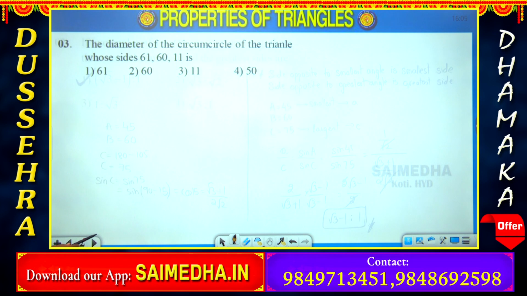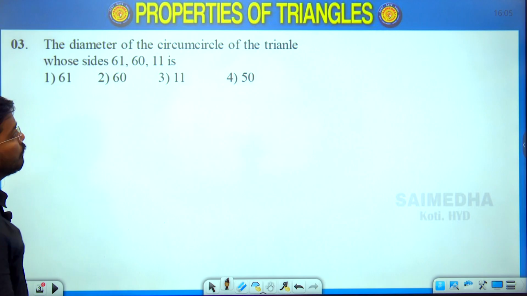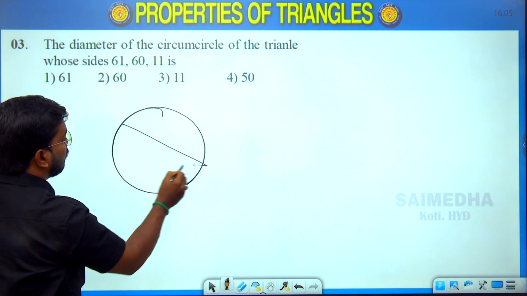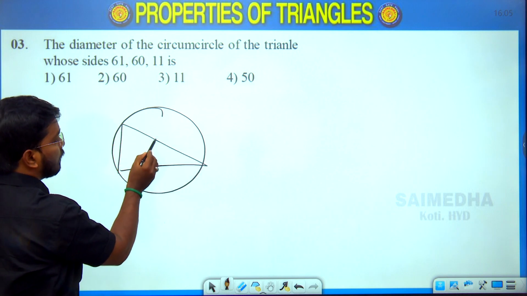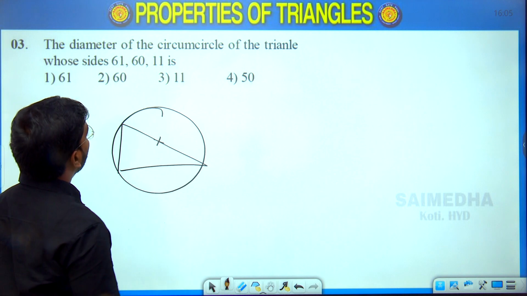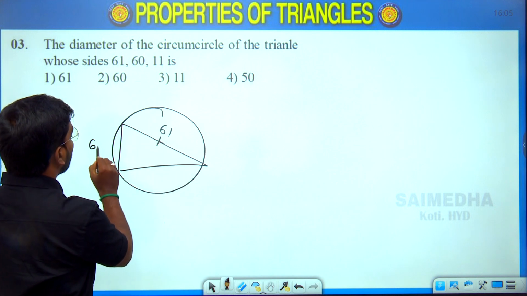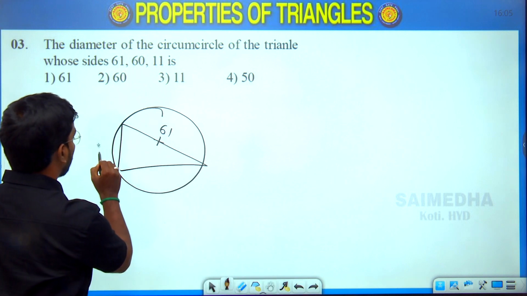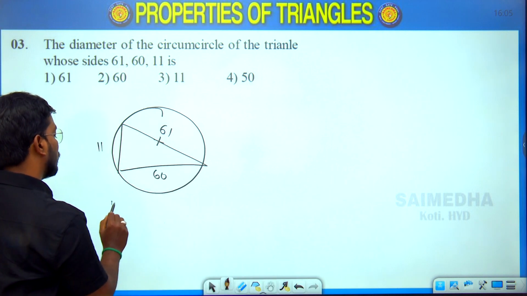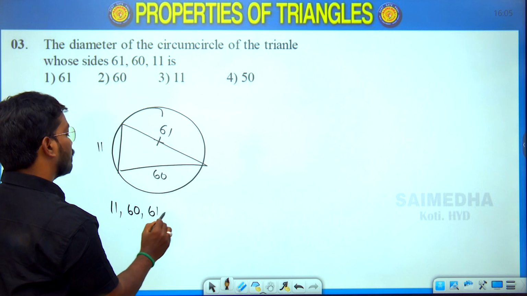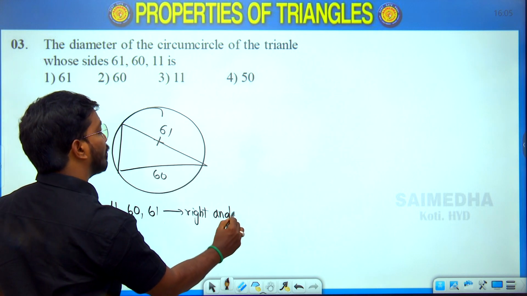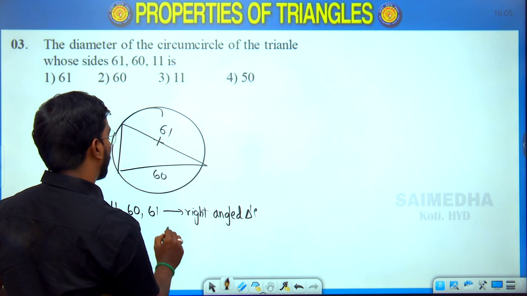Moving on to the next question. The diameter of the circumcircle of a triangle. We know when we have a right angle triangle, the largest side will be the diameter. Here we have 61, and suppose this one is 11 and this one is 60. So 11, 60, 61 is making which triangle? Right angled triangle.